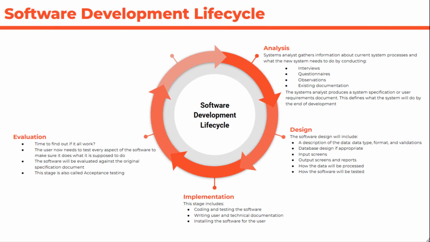Now, in the evaluation stage, it's time to find out if everything we did actually worked and compare it against the analysis stage's requirement specification. The user now needs to test every aspect of the software to make sure that it does what it is actually supposed to do. And if it does, tick in the box, I'm probably going to get paid. The software will be evaluated against the original specification document. And this stage is also called acceptance, or we do perform acceptance testing.